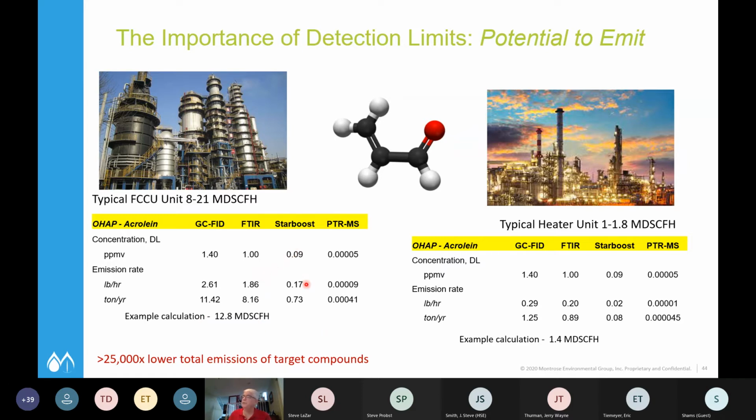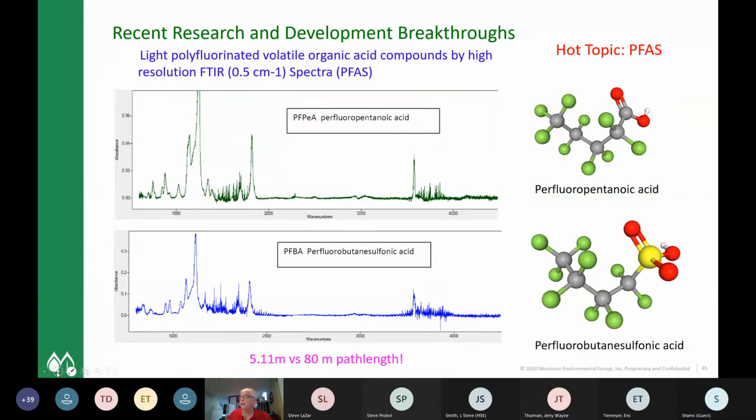FTIR, 8. StarBoost, 0.7 tons per year now. And if you take it to the absolute limit right now, using the PTR, you're looking at 4.1 times 10 to the minus 4th tons a year. And same way with the typical heater system, 1.25 clear down to 4.5 times 10 to the minus 5th. So that is a huge potential reduction in emissions that you're reporting. So this is a significant leap forward. It can make a really big difference going from a major to minor source if you have multiple units in a facility.